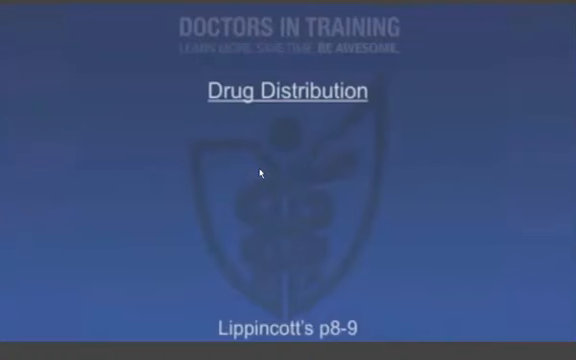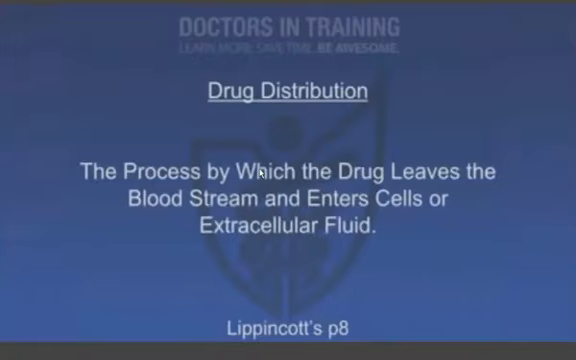So our next big topic is drug distribution. Drug distribution is the process by which the drug leaves the bloodstream and enters cells or the extracellular fluid. So we've got the drug out of the gastrointestinal tract and into the circulation, and now we need to get it out of the circulation and into the tissues or into the extracellular fluid where it can work. Because most of the time we're not asking a drug to do anything in the circulation, we're asking it to have its effect on specific tissues.